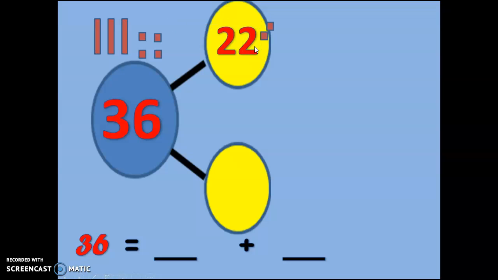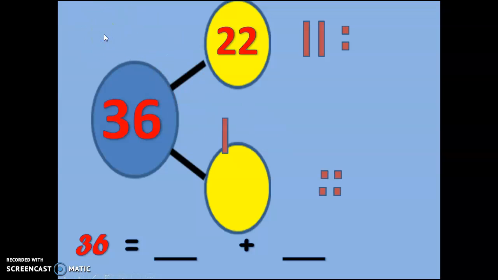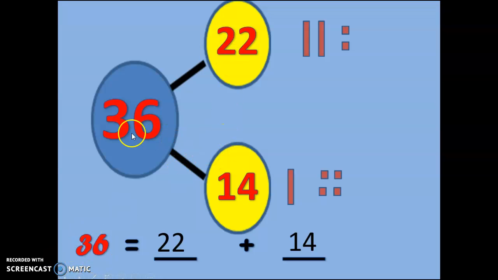So let's move those. So I'll move 2 ones and then the 2 tens. So then we've worked out what's left. So we can put those over here. So we've got 4 ones, 1 10. It's 14. So 22 add 14 equals 36. Because part plus part equals whole.